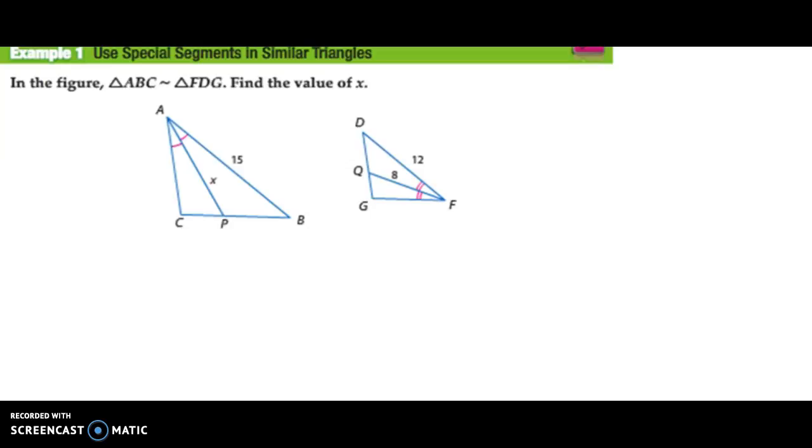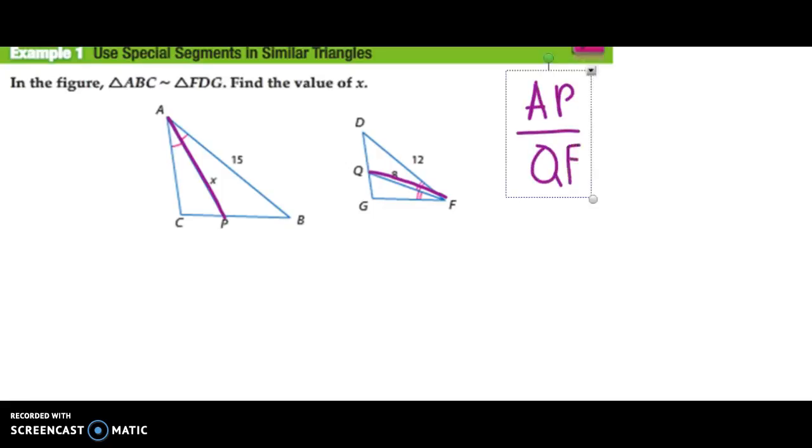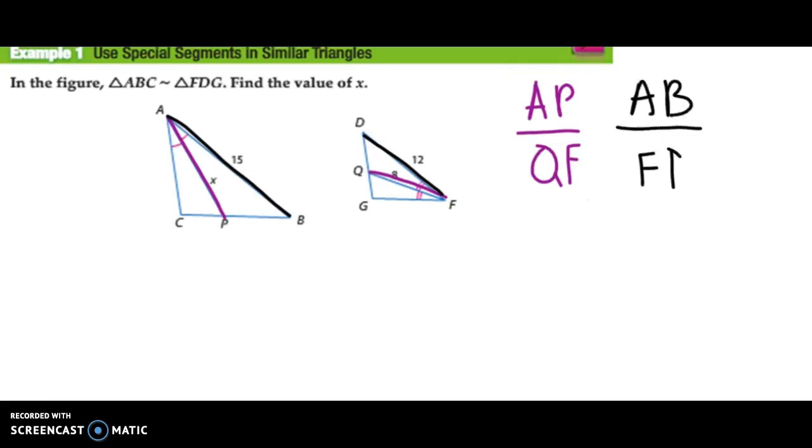Okay? So if we look right here, AP is what? Well, let's see. It goes from a vertex to the opposite side and cuts our angle in half. So this is going to be an angle bisector. It also shows that QF is an angle bisector. So we can say AP over QF is going to be proportional to the sides. Well, in our case, the sides would be AB over FD. Okay, so those are going to be proportional.